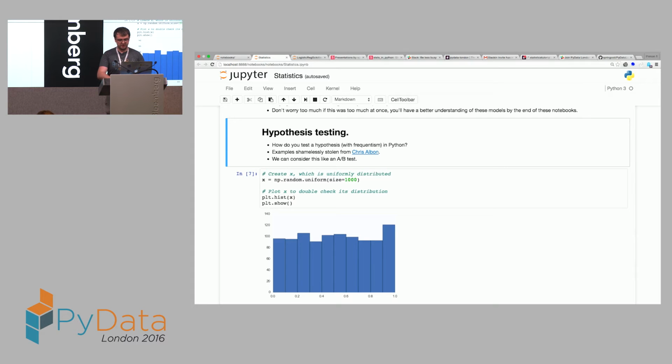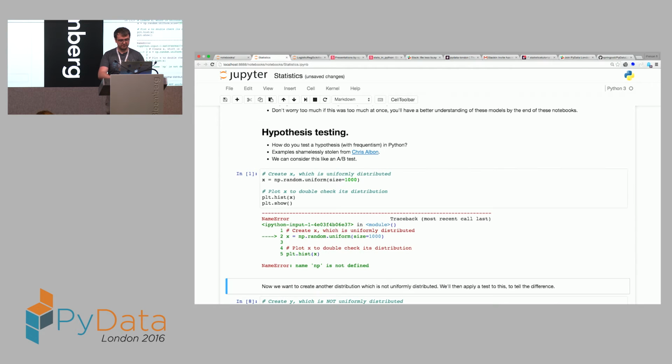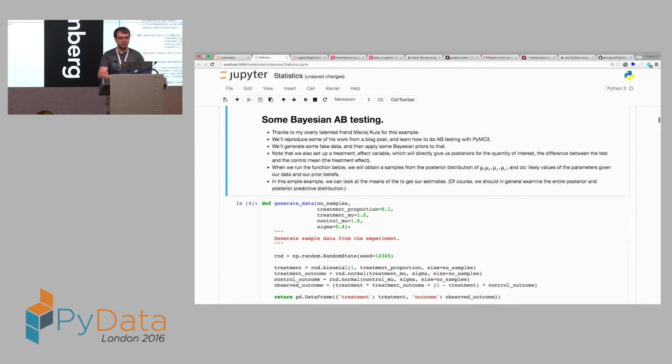So the first thing you do is we're going to generate a random X, which is uniformly distributed. And of course, I haven't imported NumPy.